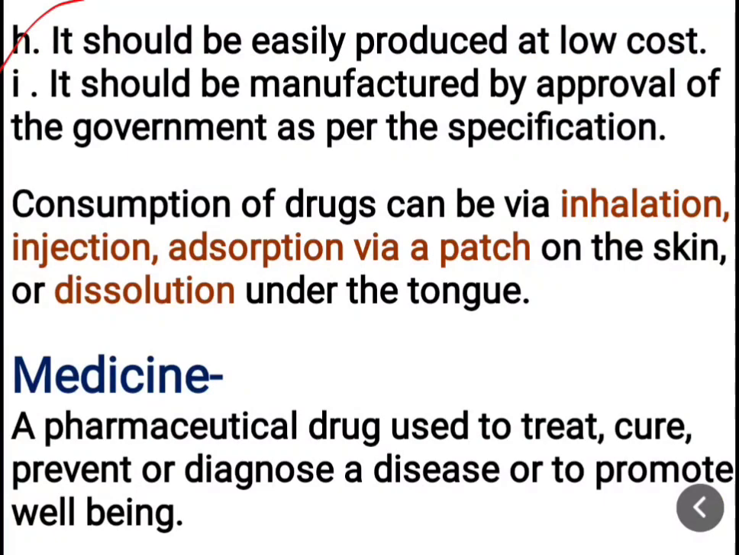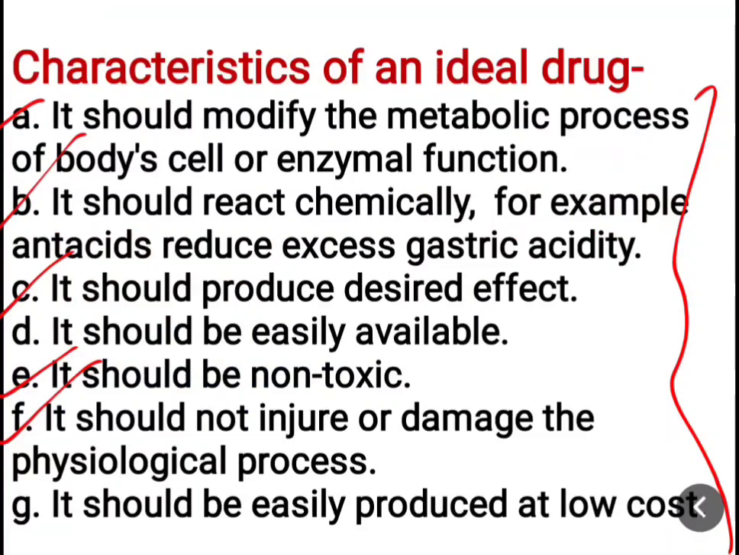So these are the characteristics of an ideal drug: it modifies the metabolic process of body cells or enzyme function. It should react chemically. It should produce the desired effect. It should be easily available. It should be non-toxic. It should not injure or damage the physiological process. It should be easily produced at low cost.